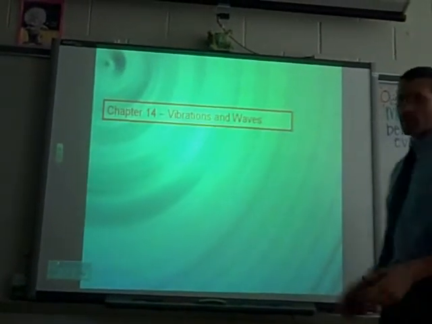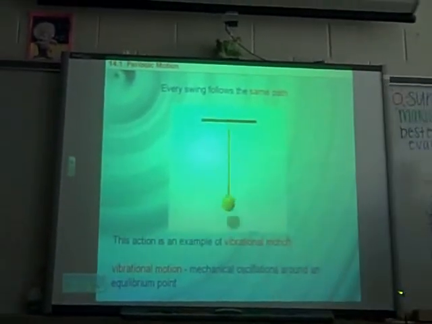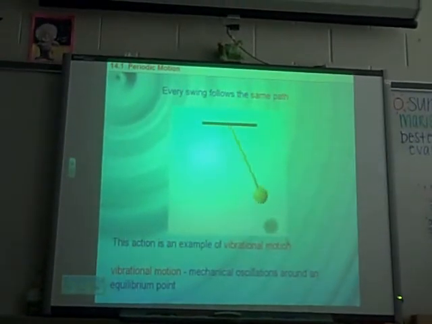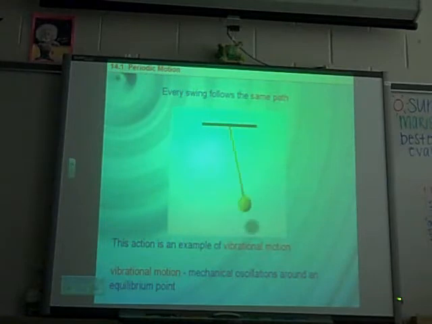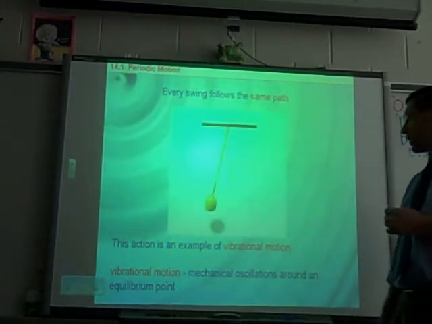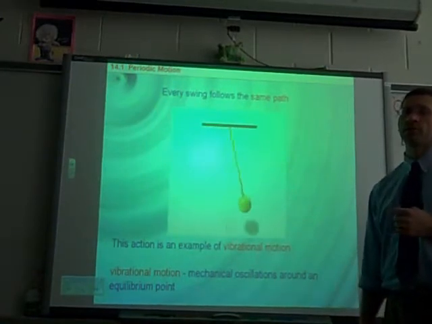So, vibrations and waves. There is a rotating or a swinging pendulum. You'll note that every swing is following the exact same path, and so it can be considered a vibration. It's vibrating back and forth around an equilibrium point. So it's called vibrational motion.